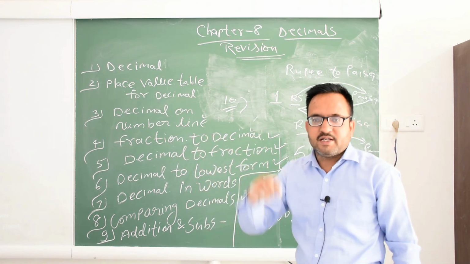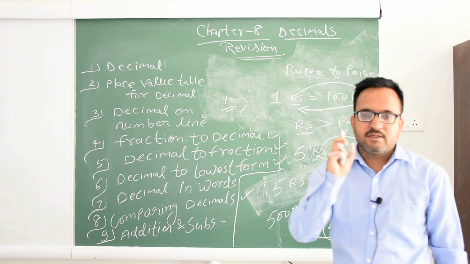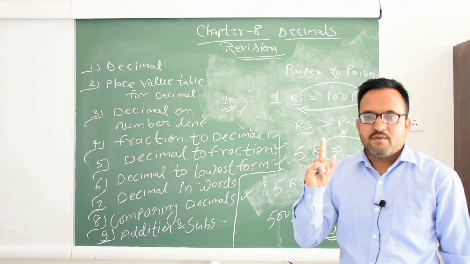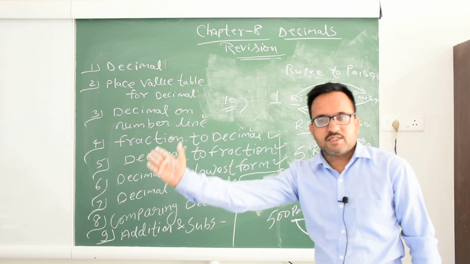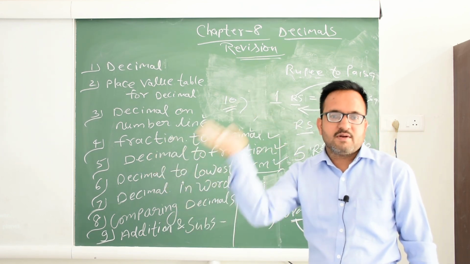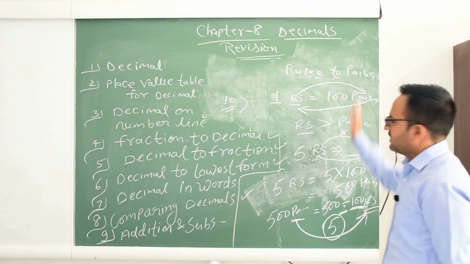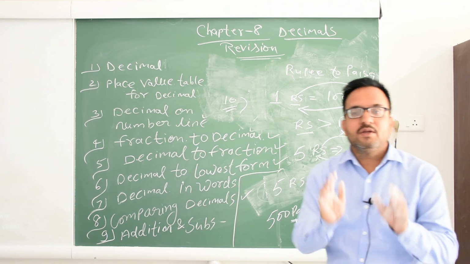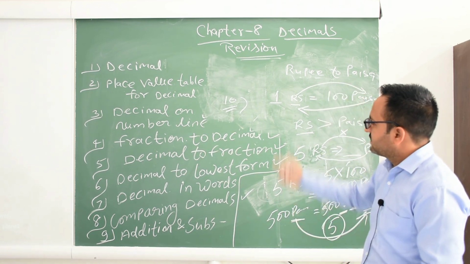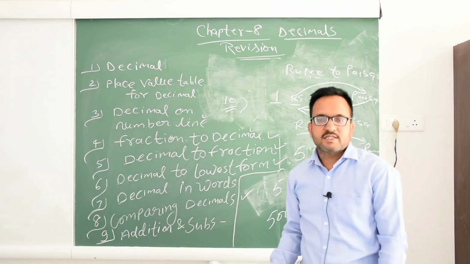When we use kilometer and meter, meter to centimeter, any type of conversion, we use only two concepts. First, when we go from highest to lowest unit, we use multiplication, and when we go from smallest to highest, we use division. So this is the concept of conversion of any units. This is your chapter number 8, decimals, and I hope you understand very well.